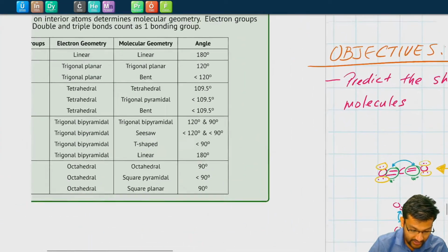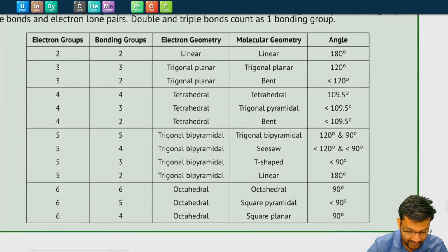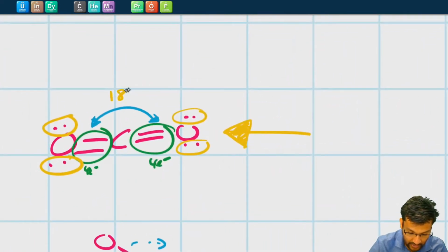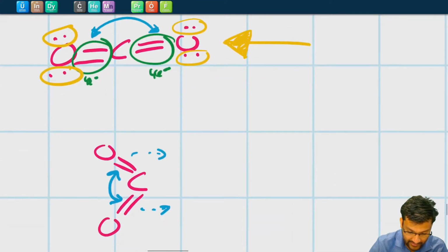So let's look at what these shapes might be. And here, there's an entire table giving us the shapes of the electron geometry or of the molecule, and then the angles between the different bonds. So here, in this example, the bond angle will be 180 degrees. If it's anything less than 180 degrees, they'll try to push each other away.